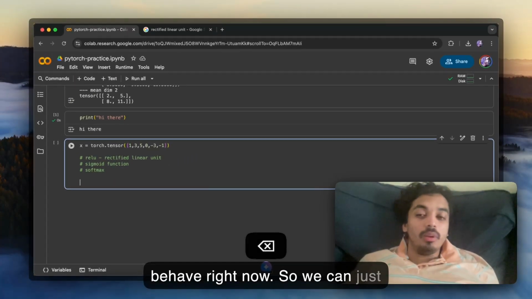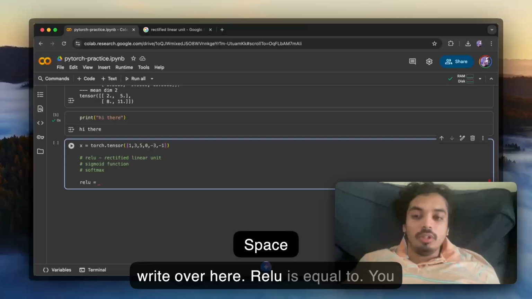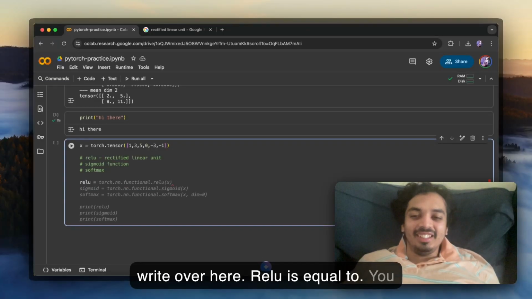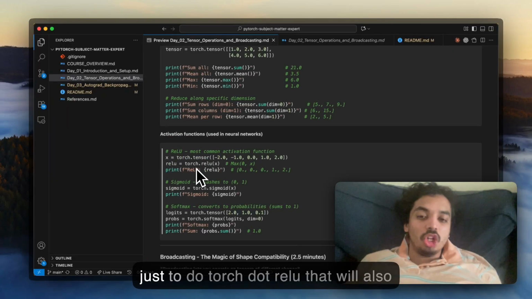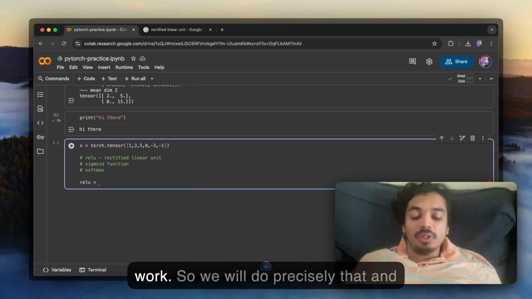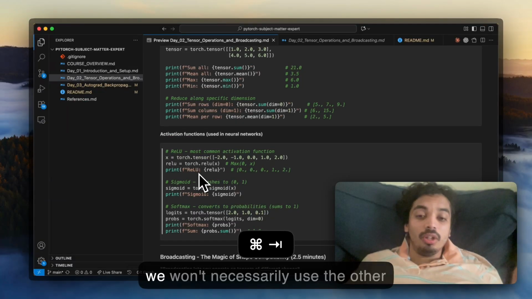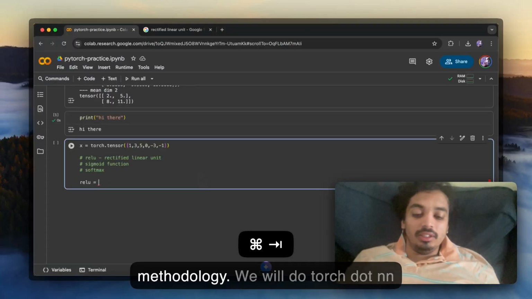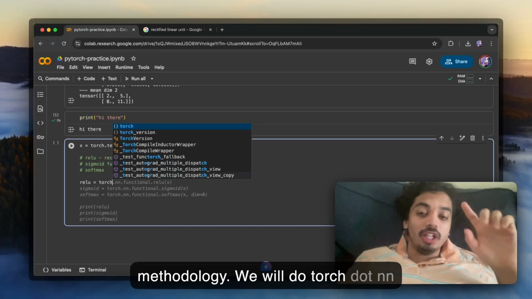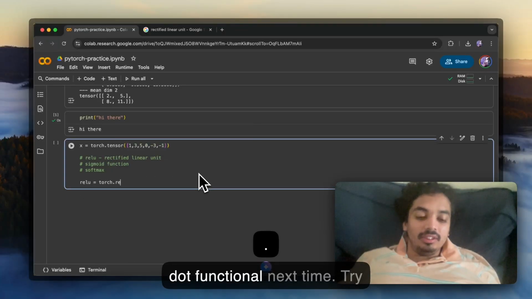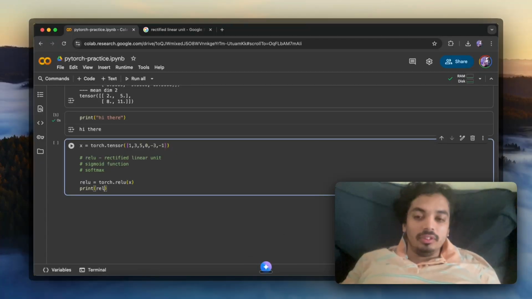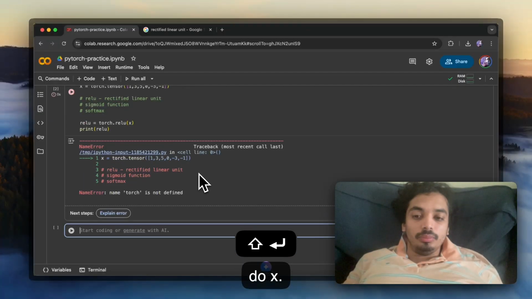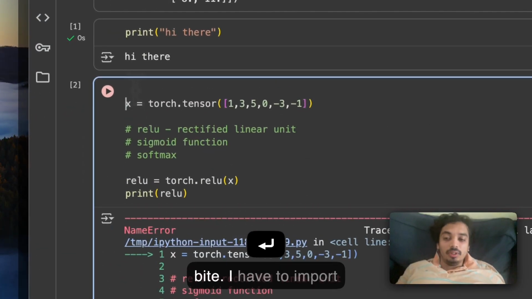Right now we can just write over here, ReLU is equal to... you can do torch.nn.functional. That is definitely a way. The other way is just to do torch.relu. That will also work. So we will do precisely that, and we won't necessarily use the other methodology. We will do torch.nn.functional next time. ReLU x. Oh, okay, my bad. I have to import torch.